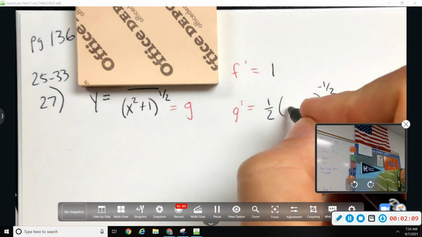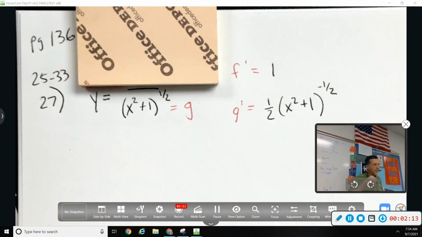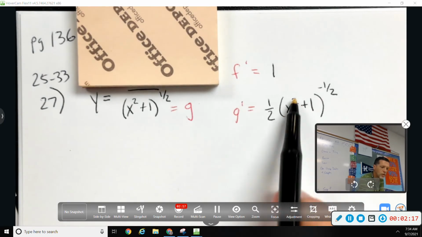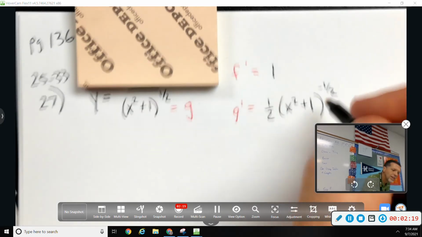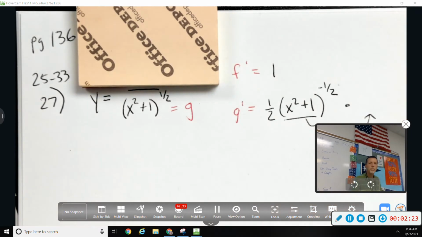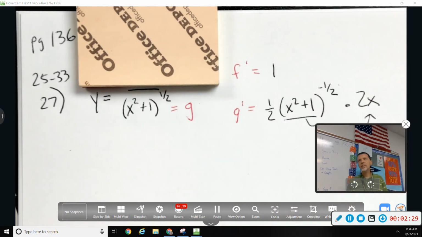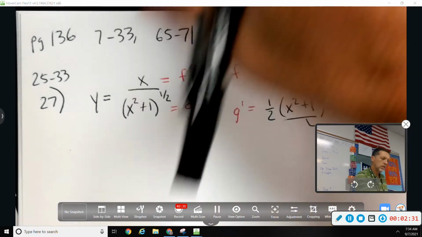Now the something doesn't change. Right, as you're taking the wrapper off the blow pop, you're not messing with the inside of the blow pop. So we took the wrapper off. Now we'll mess with the inside. The derivative of x squared plus 1, what's that? 2x. And so we're chaining these things together. That's why it's called the chain rule.